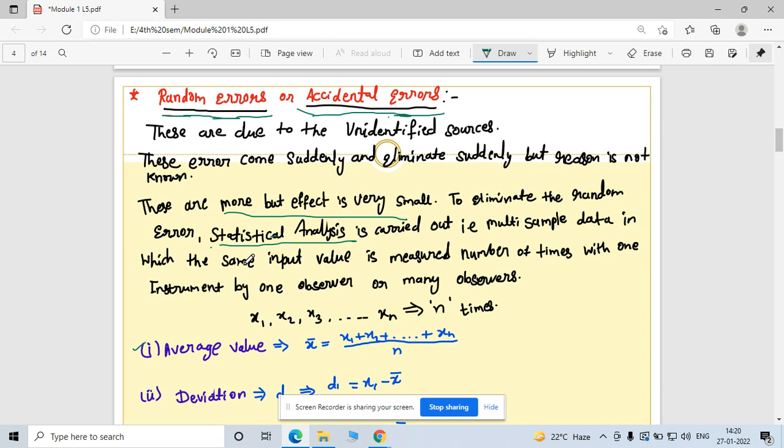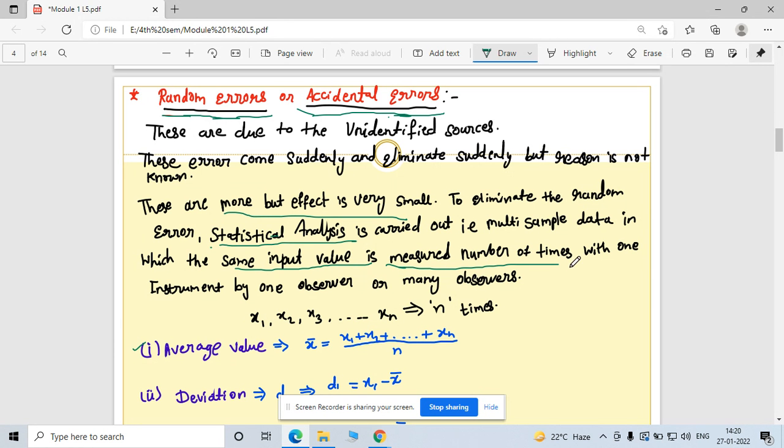With the same input, I also told you that your input is the same, but each time you will get a different reading, and the deviation of that reading is very small, but still the error is there. So you need to find that out.